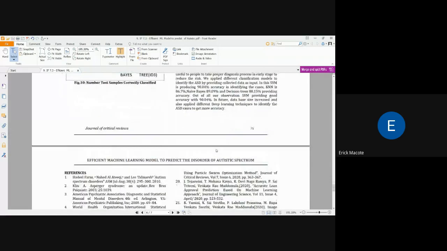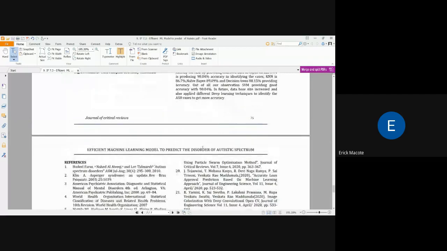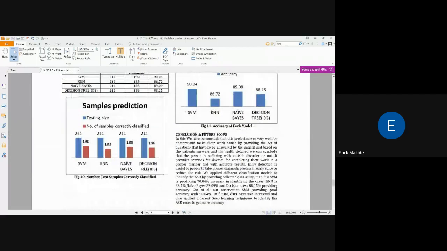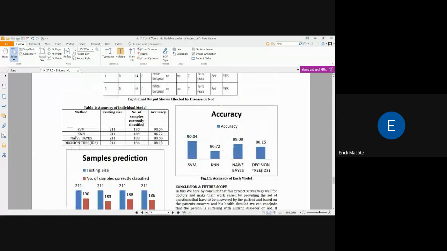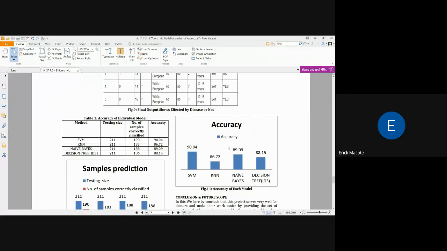As a final conclusion, we could say that this project makes work easy for doctors by providing a set of questions that have to be answered by the patient, and based on the answers and his health details, we can conclude whether the person is suffering from autistic disorder or not.